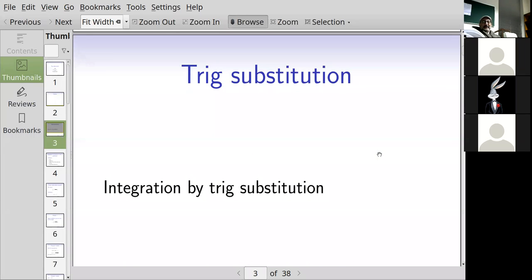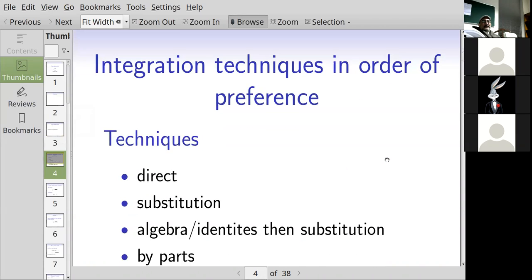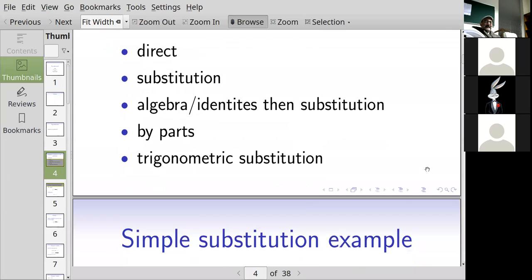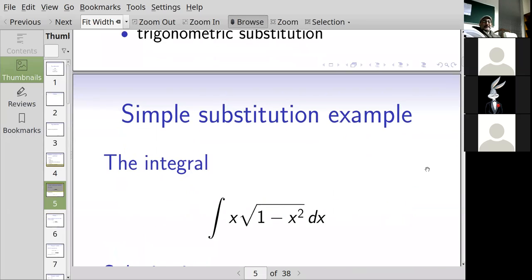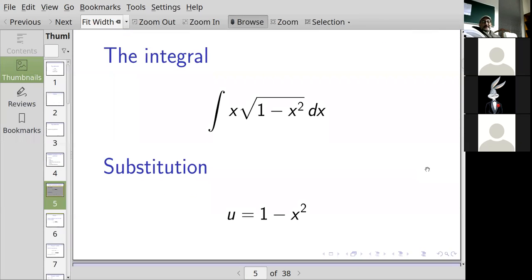So trig substitution actually stands for a whole bunch of substitutions, which depend upon the trig identities that we have seen before. As I said, trig substitution should be the last thing that you try. So let's look at one that doesn't require trig substitution.